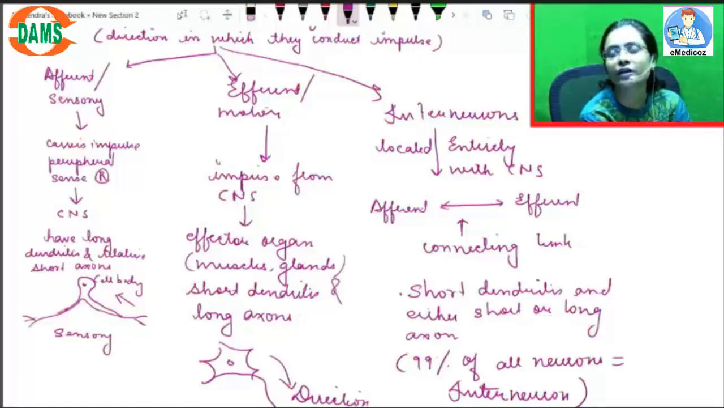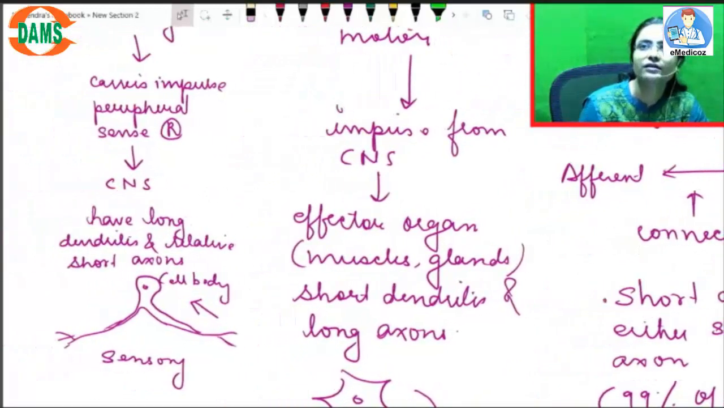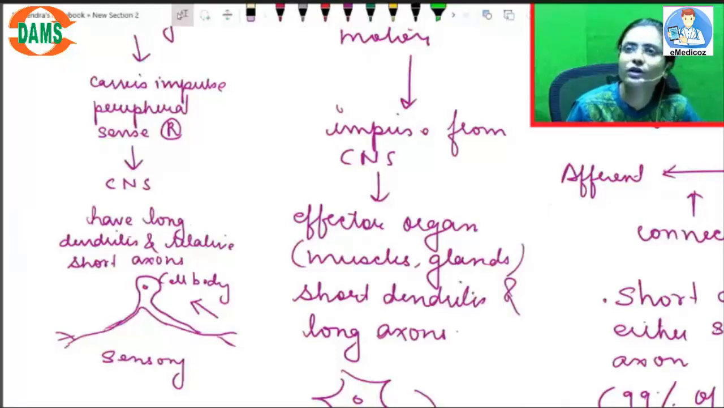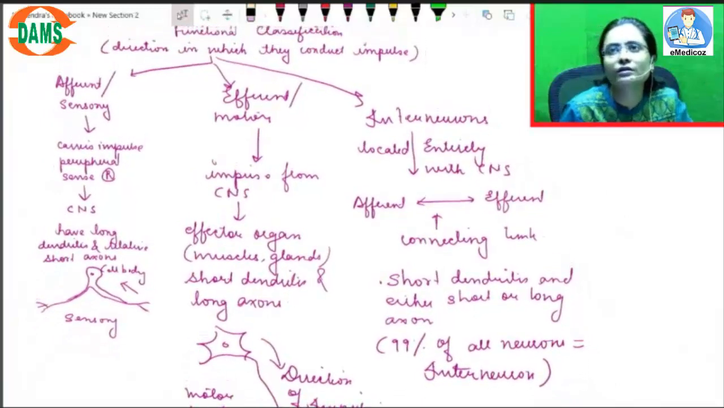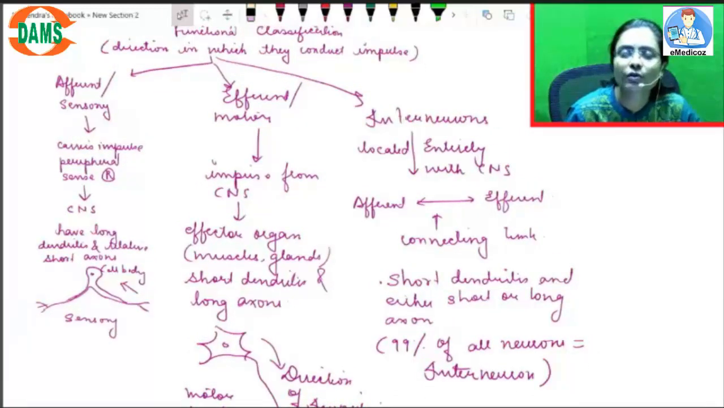This is the afferent or the sensory neuron. It carries the impulse from the peripheral receptors to the CNS. They have very long dendrites and relatively short axons. They are known as the sensory receptor. The next one is the efferent or the motor neurons, and these carry the impulse from the CNS to the effector organs. Effector organs are basically the muscles and glands. They have short dendrites and long axons.